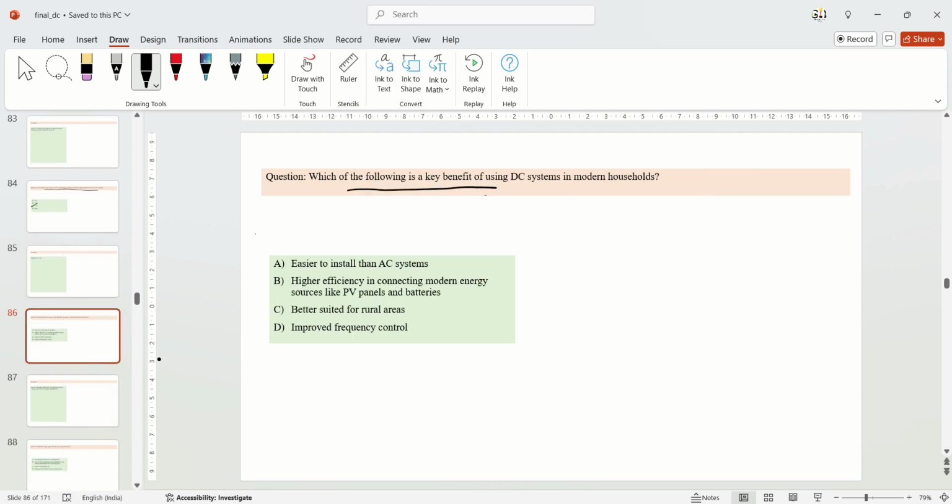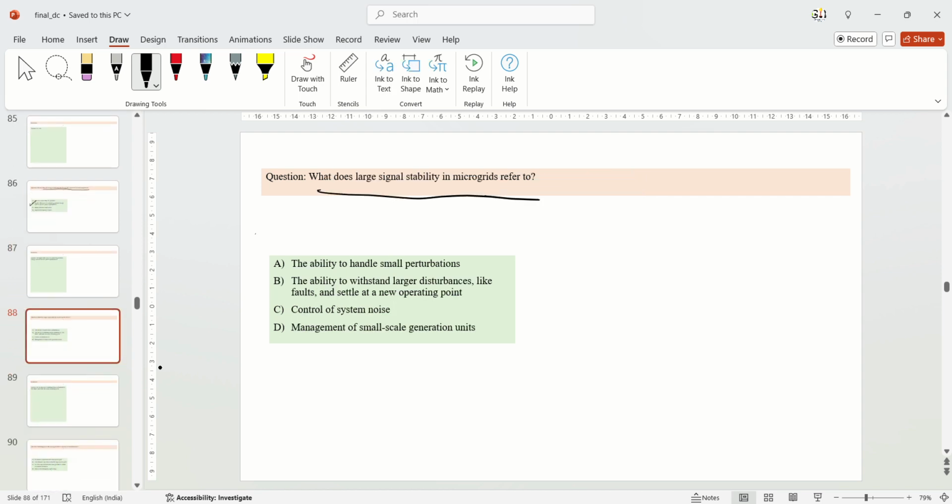Which of the following is the key benefit of using the DC system in a modern household? Higher efficiency and easier connection of modern energy sources like PV panels and batteries. And what does large signal stability in the microgrid refer to? It's the ability to withstand large disturbances like a fault and settle to a new operating point.